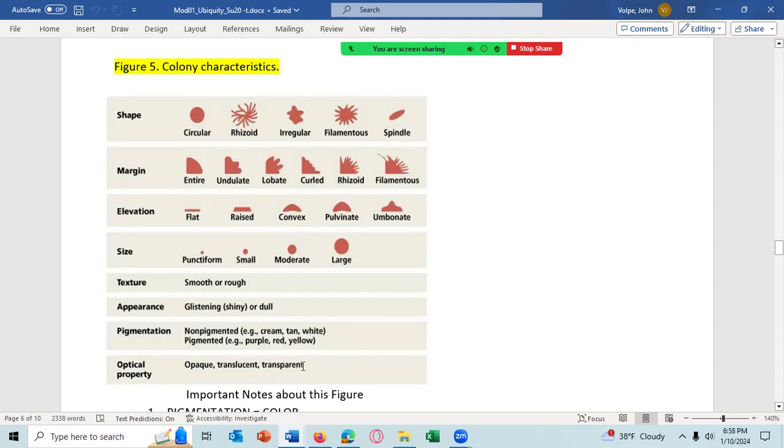And then lastly, there's the optical property of the colony. Most colonies are opaque. You cannot see through them. Some of them are translucent, that you can see partially through them, sort of like slightly dirty water, slightly muddy water. You still could see the bottom of the stream, but the stream is muddy, so you can't see the bottom clearly. And then transparent, very few colonies are transparent. Transparent would be like liquid water is transparent. You can see through it.